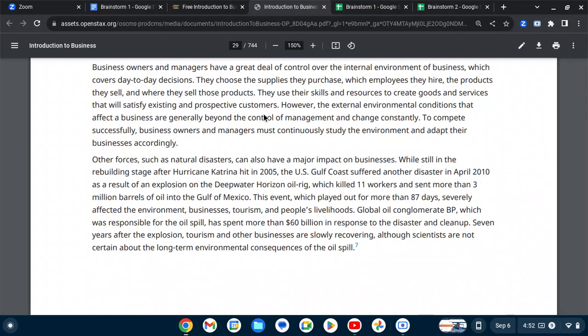Global oil conglomerate BP, which was responsible for the oil spill, has spent more than $60 billion in response to the disaster and cleanup. 7 years after the explosion, tourism and other businesses are slowly recovering, although scientists are not certain about the long-term environmental consequences of the oil spill.